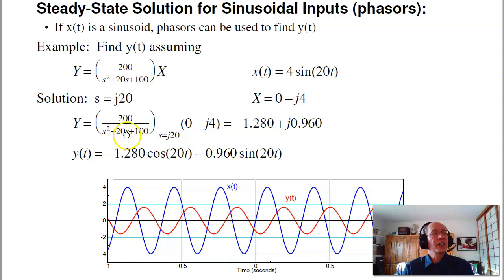All I care about is what's the gain at s equals j20. Here's the input at j20. Output is gain times input, so y is minus 1.2 plus j.9. And what that means is the real part is cosine, minus j is sine. This is y of t. And if you plot it, that's what you're going to get here.